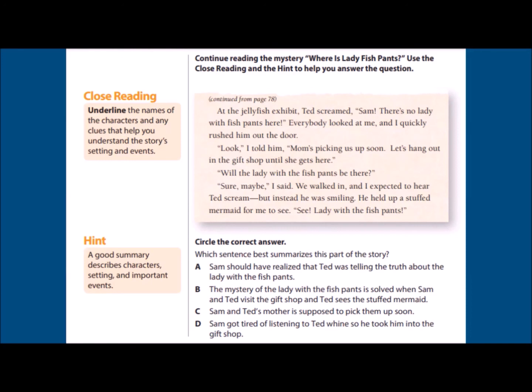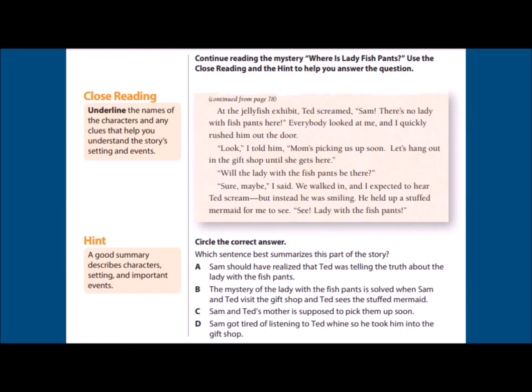But let's go on to C. Sam and Ted's mother is supposed to pick them up soon. Sam and Ted are definitely my characters, but it really doesn't talk about their mother all that much, and that's not what the story is mostly about. All right, so I'm going to say B is a better answer than C. All right, let's go to D.